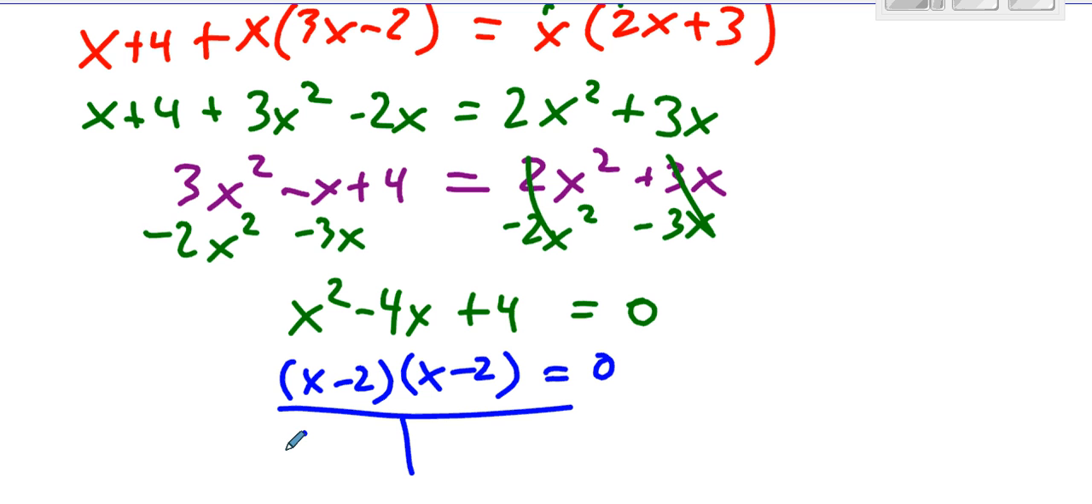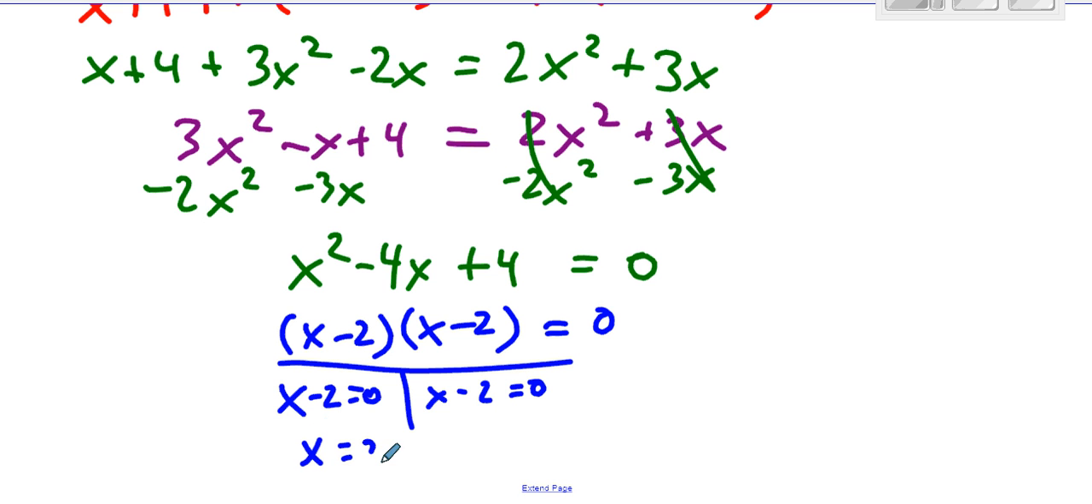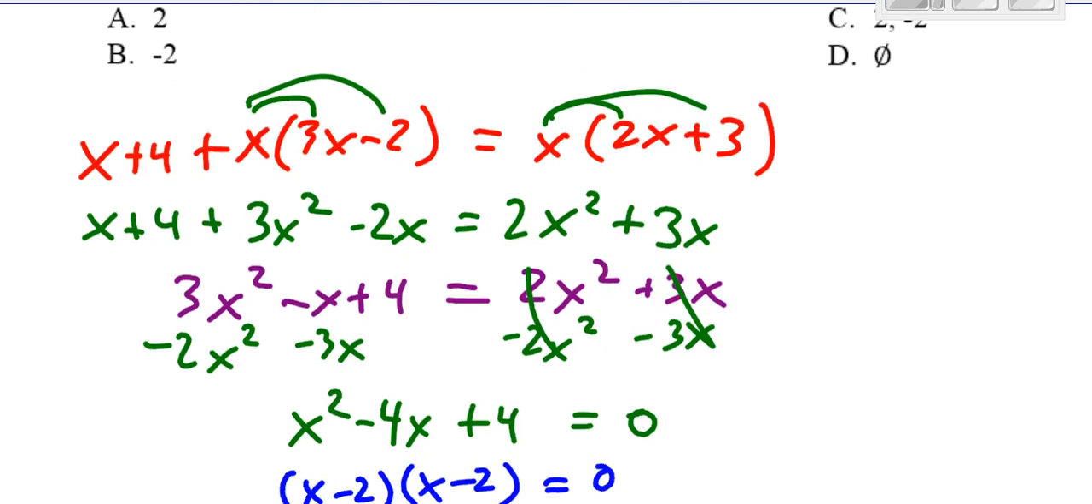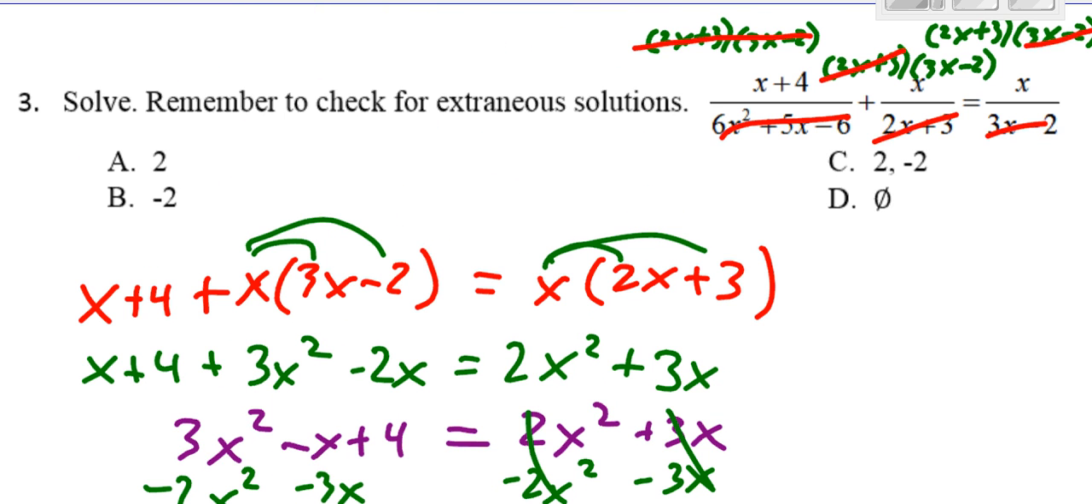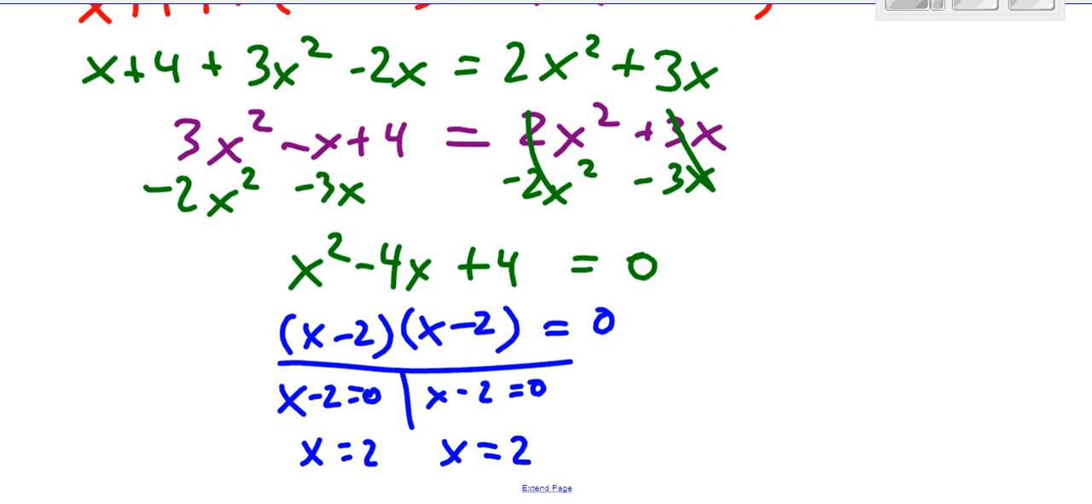So you solve that, you get two answers. X minus 2 equals 0, x minus 2 equals 0. You actually get the same answer twice. So x equals 2 is our answer. But with this type of problem, you have to go all the way back and make sure that x equals 2 is not an excluded value, because you cannot have a 0 in the denominator. So the excluded values would be negative 3 over 2 and positive 2 over 3, so that's okay. So it's A, x equals 2.